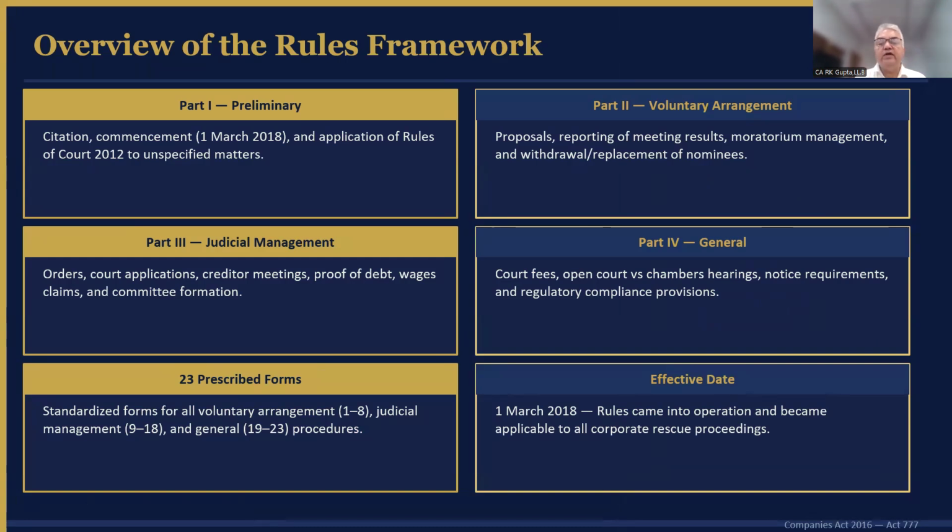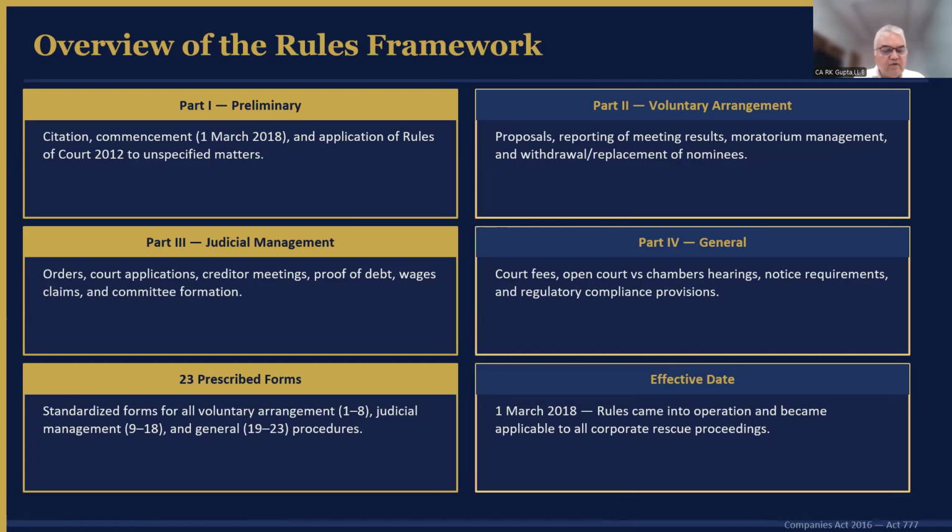Part 2 deals with voluntary arrangement, which contains proposals, reporting of meeting results, moratorium, management and withdrawal or replacement of nominees. Part 3 deals with judicial management, which contains orders, court applications, creditor meetings, proof of debt, wages claims, and committee formation. Part 4 is general, which includes court fees, open court versus chambers hearing, notice requirements, and regulatory compliance provisions. There are 23 prescribed forms.